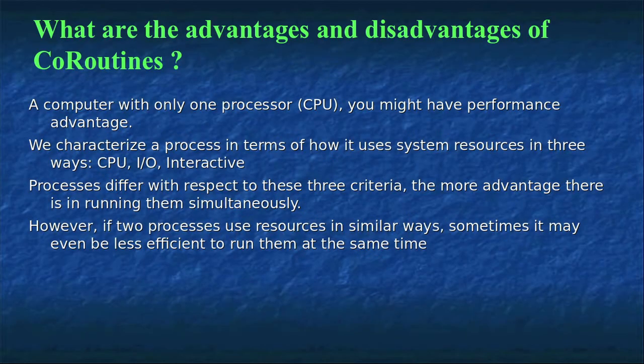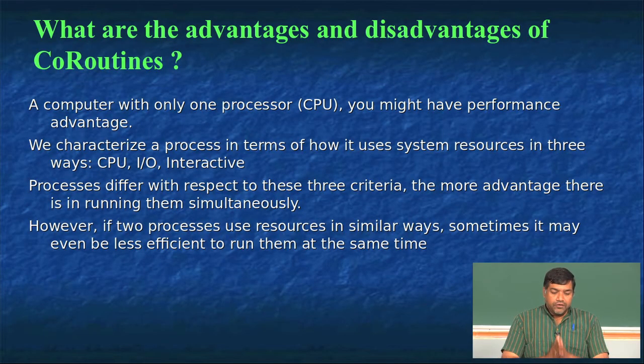So, now what are the advantages and disadvantages? Why should I talk about this, or why should I know about this? If you use coroutines, the advantage is if a computer has only one processor, let us say, you might actually have a slight improvement in performance rather than executing them serially. So, this is a sort of parallel processing that we are looking at with the shell itself.